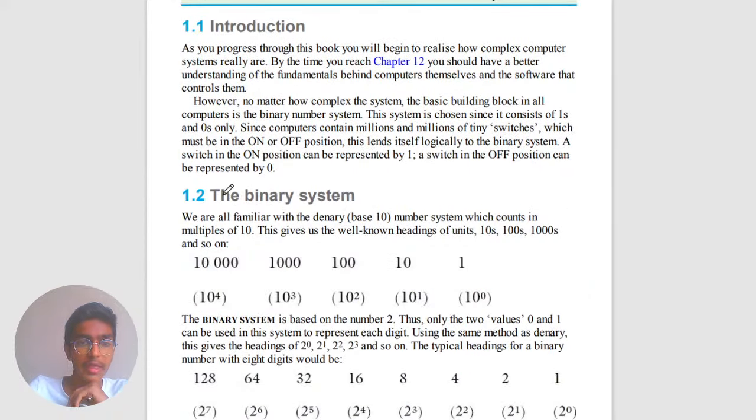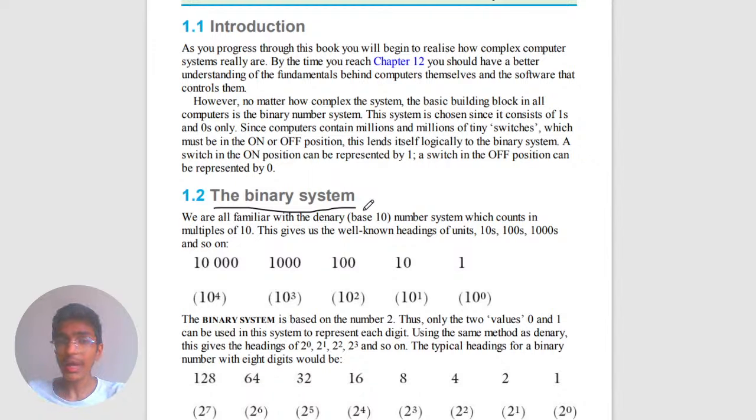So here it is, the binary system. We know the denary system is 0 to 9. Hopefully I explained that well. That means in our number system we have only 10 digits, 0 to 9, and after that we're just using them again and again.